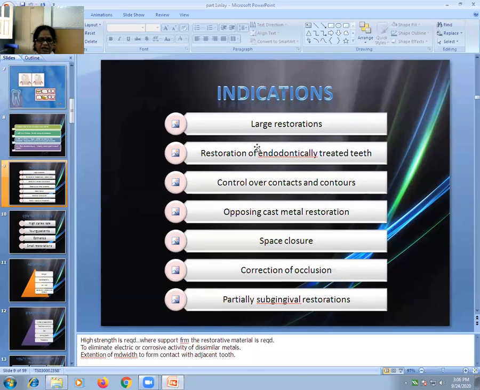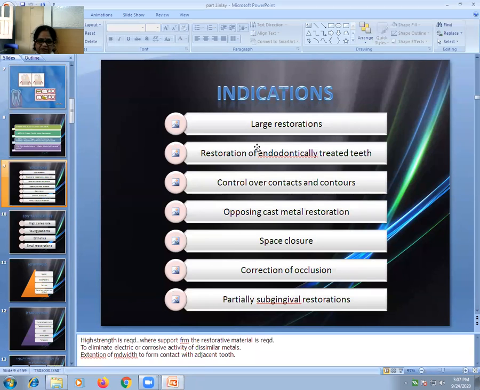Yes, as you know, as in the amalgam, we are not covering the cusps. Whenever a large restoration comes into the picture, because the compressive strength of this material is higher, it is preferred. Whenever you require a large restoration, we will be going with inlays or cast restoration. When the tooth is treated endodontically, as the tooth has already become brittle, maximum covering is required. So this is another restoration: the restoration of an endodontically treated tooth.